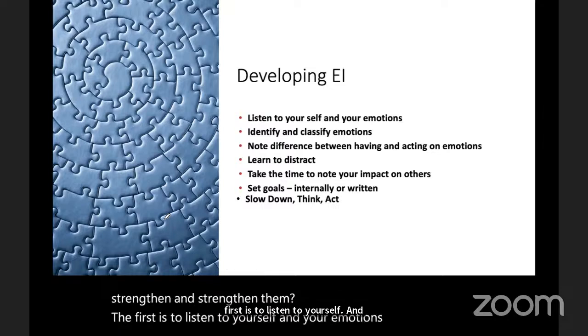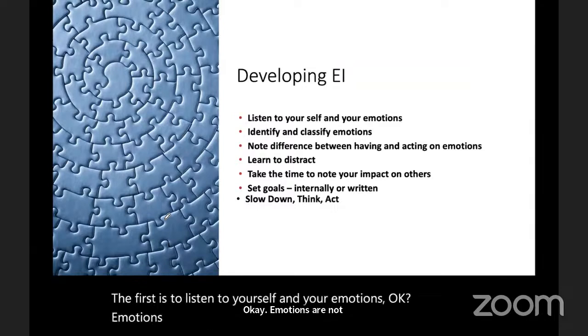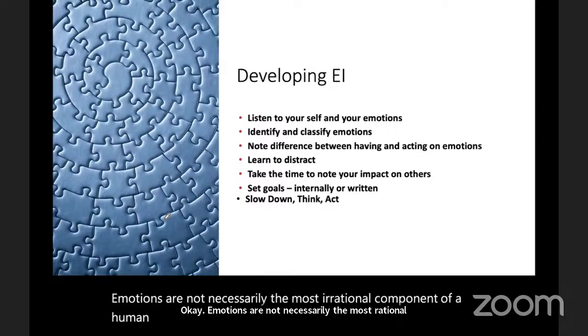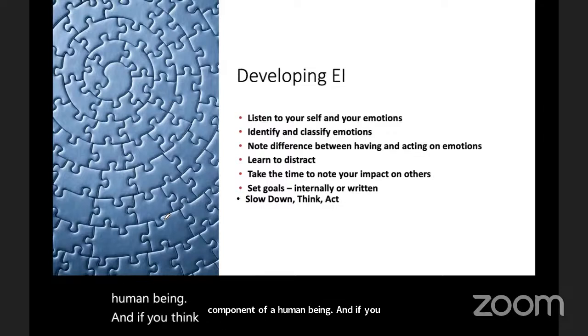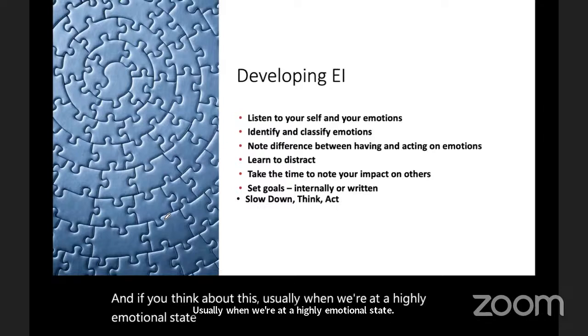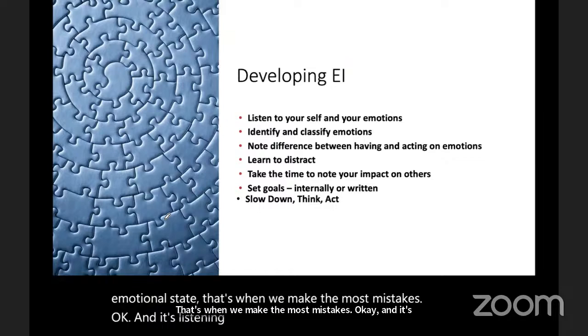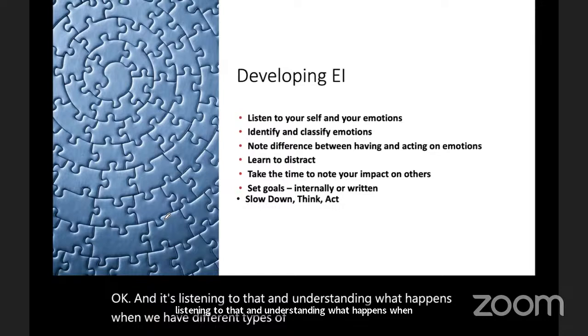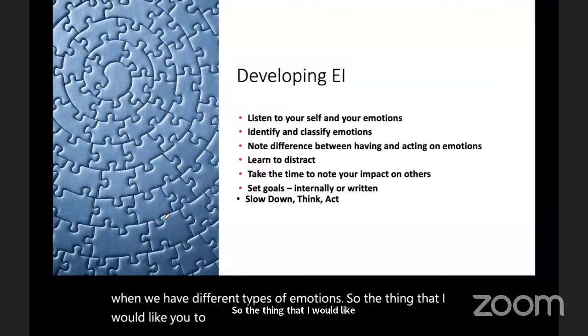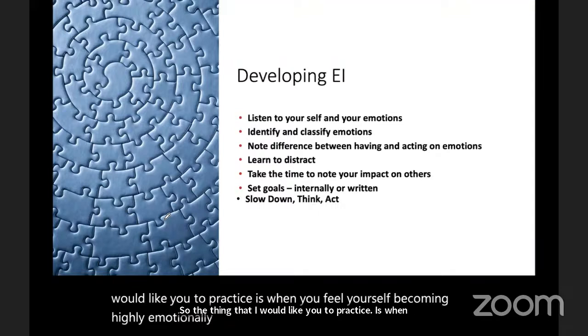Okay. Emotions are not necessarily the most rational component of a human being. And if you think about this, usually when we're at a highly emotional state, that's when we make the most mistakes. Okay. And it's listening to that and understanding what happens when we have different types of emotions. So the thing that I would like you to practice is when you feel yourself becoming highly emotionally aroused, I want you to reflect on that.